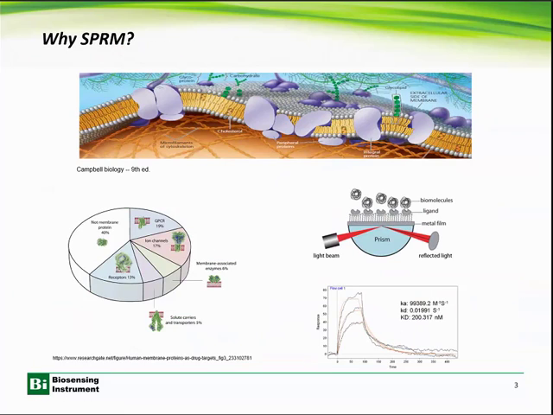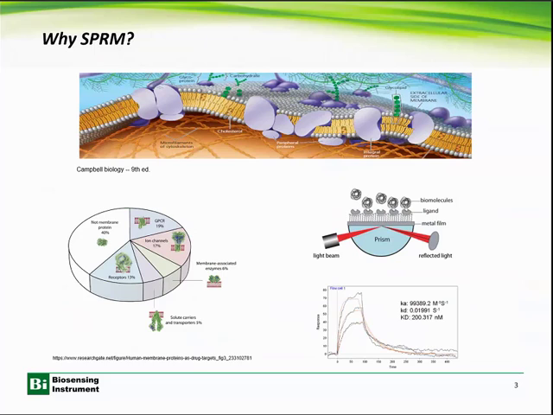Why do we use SPRM to study cells? Because membrane proteins are important for medical research. As a fact, about one third of human proteins are membrane proteins, and they account for over 60% of the drug targets for today's medicine. On the other hand, SPR is a very well-known tool for studying the binding kinetics between biomolecules.